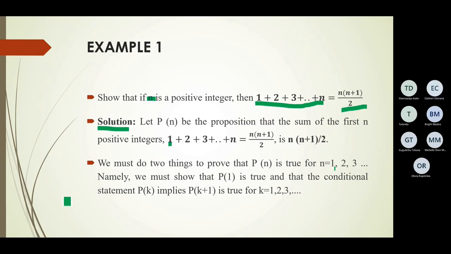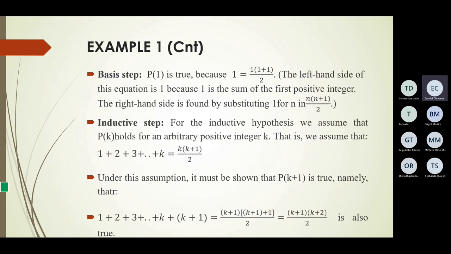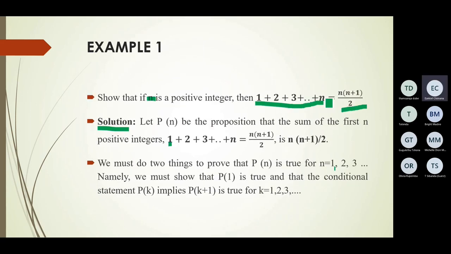So after that, namely, we must show that P of 1 is true and that the conditional statement P of k implies P of k plus 1 is true for k equals 1, 2, 3 up to infinity. So on our basis step here, P of 1 is true because if we put a 1 here, and also here we put a 1 for n, what do we get?